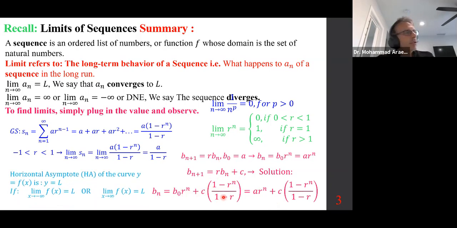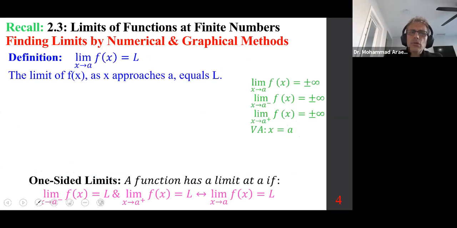And of course, we discussed the horizontal asymptote and what it means. Basically, when you take a limit and the function converges and the limit does exist when x goes to infinity or negative infinity, then y equals L is the equation of what we call a horizontal asymptote. Okay. Then we looked at more stuff.